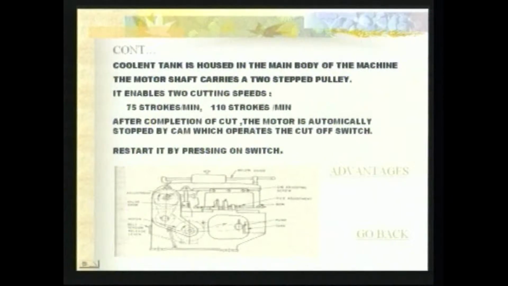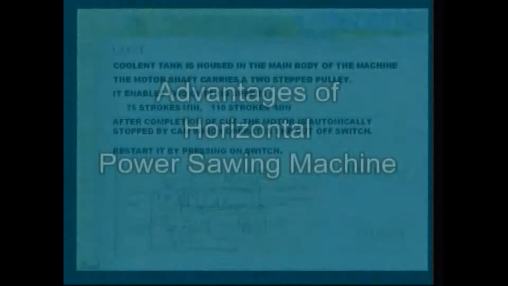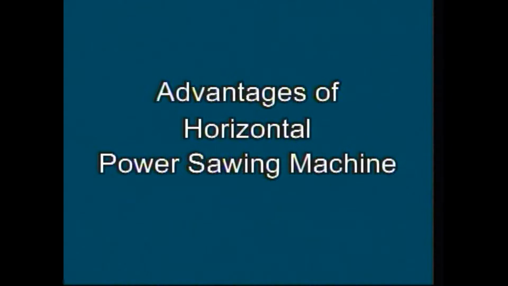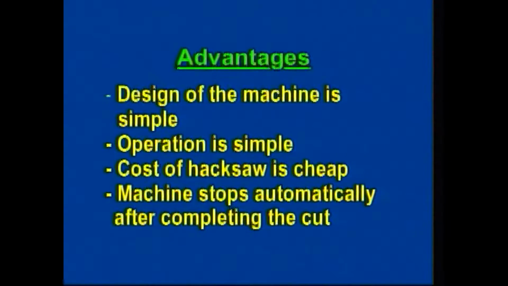Now let us discuss the advantages of horizontal sawing machine, that is power sawing machine. Design of machine is simple compared to other sawing machines. Operation of this machine is simple compared to other power sawing machines. Cost of hacksaw blade is cheap. Machine stops automatically after completing the cut.